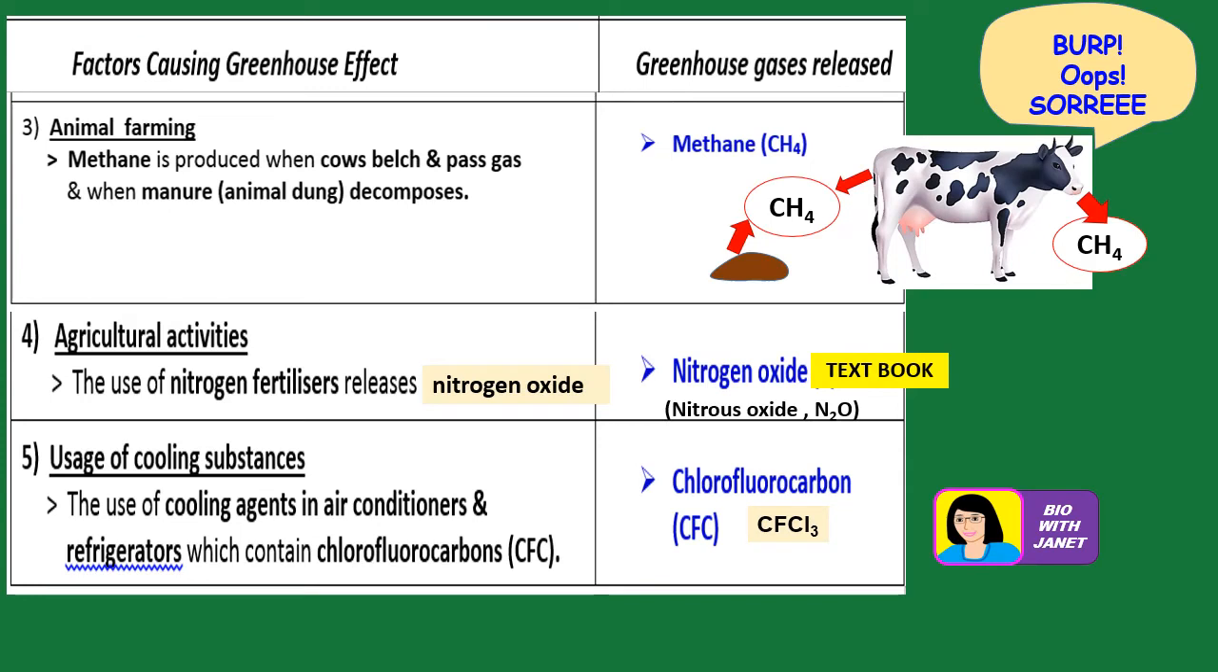Now, the third factor causing the greenhouse effect is animal farming. So which animal is it that produces the greenhouse gas, methane? Yes, it's the cow, right? Surprising as it is, cows are one of the main contributors to the greenhouse gases, because the cows, when they belch or burp, they release the gas methane from their mouth. So when they eat the grass, and the grass is being digested in the stomach, it produces all these gases, like methane, and then when they burp or belch, the gas will come up.